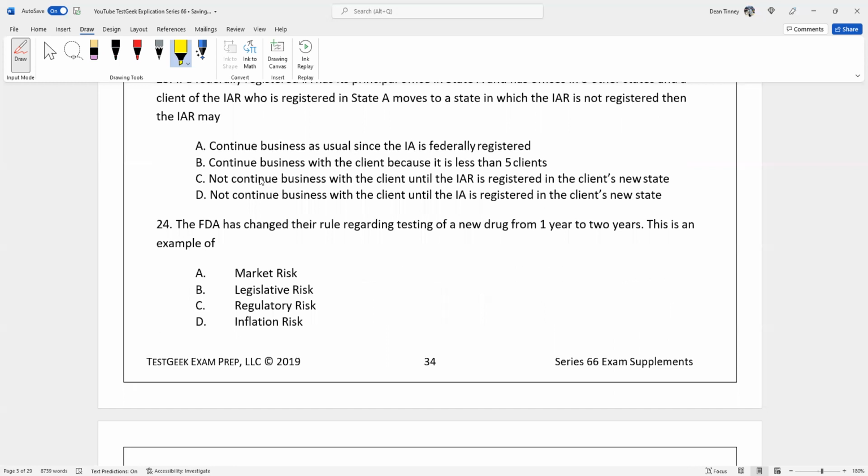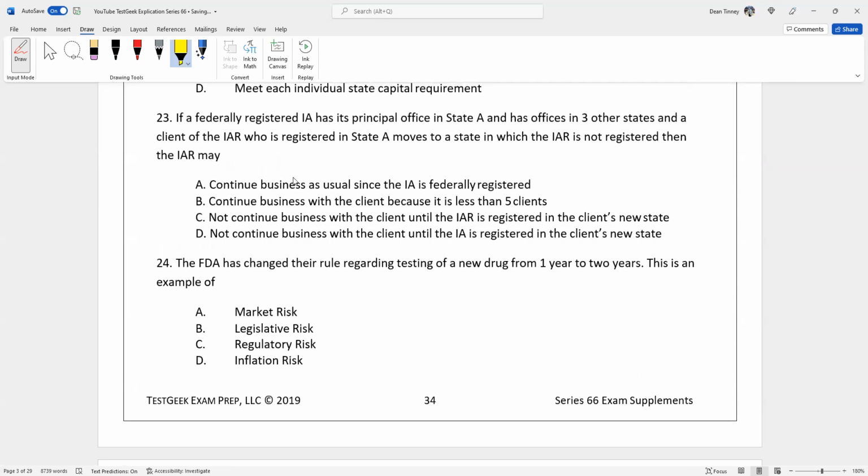If a federally covered investment advisor, sorry about that, let me move that back. If a federally registered investment advisor has its principal office in state A and has offices in 3 other states, and a client of the investment advisor who is registered in state A moves to a state in which the investment advisor is not registered, then the investment advisor representative.